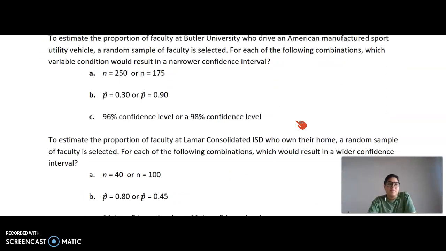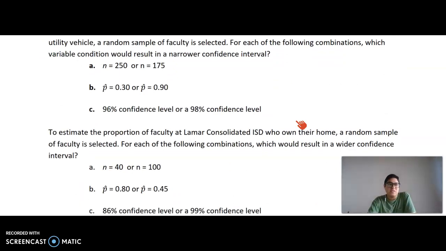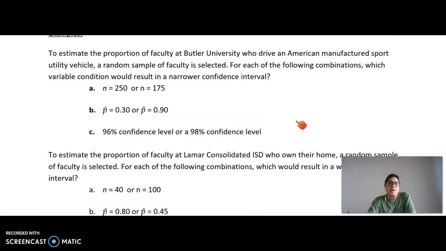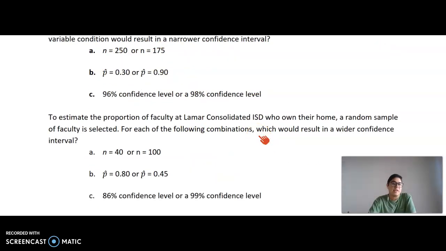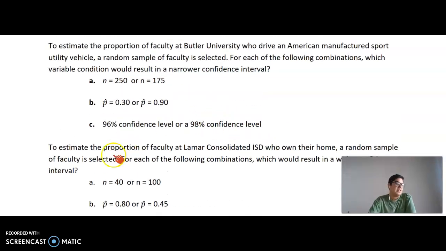So in your notes, go ahead and pause the video now. There's a few examples for you to look at. Go ahead and pause the video and figure out here which of these conditions will make the interval more narrow, and in the second one, which of these conditions would make it wider. So go ahead, pause the video, and try out here, and then we'll discuss shortly.